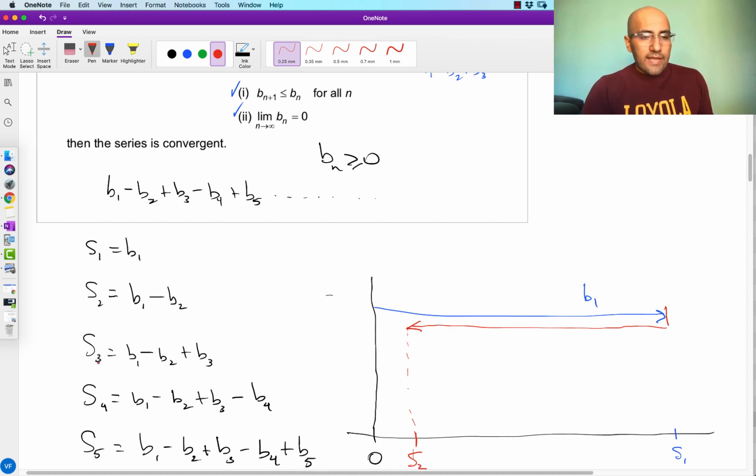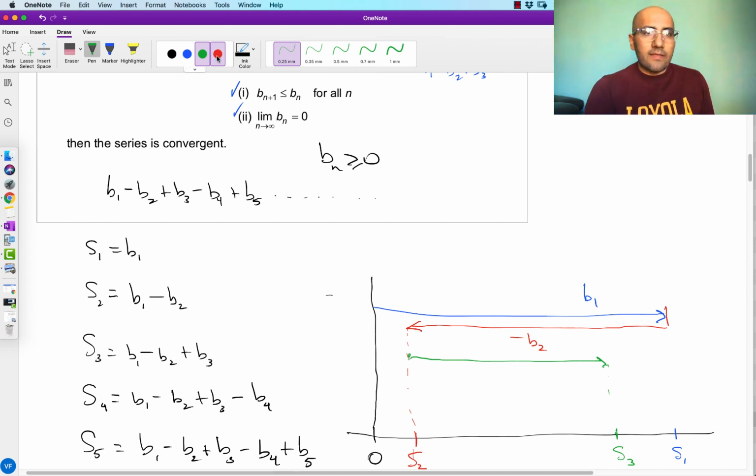Okay, but now for the next one, we would add a value. So this time we've got to go back in the opposite direction. Notice that in this direction we did a minus b sub 2, and now we're going to add a b sub 3, so we're going to go over in the other direction. Now again, b sub 3 has to be smaller than b sub 2, so we can't go like that. It can't be longer than b sub 2. It's got to be smaller than it, right? So again, without loss of generality, it's maybe somewhere around there. So that would be where s sub 3 lies. Good.